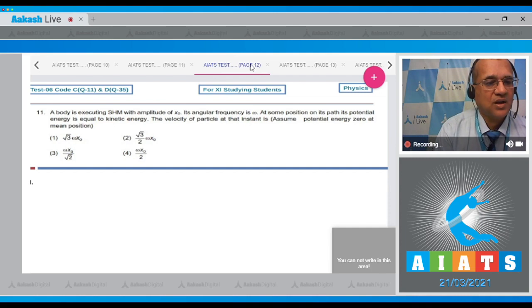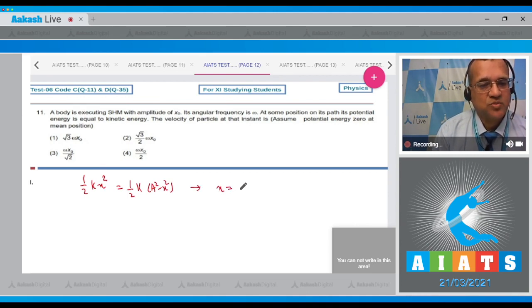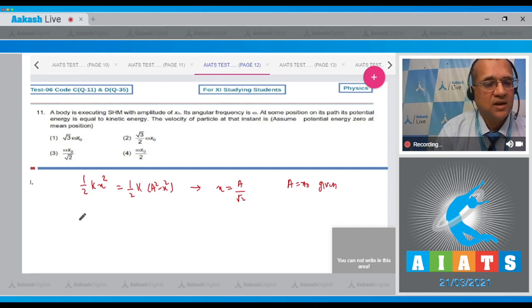Now, dear student, kinetic energy and potential energy are equal. At any position, the potential energy is (1/2)kx squared and the kinetic energy is (1/2)k(a squared minus x squared), where a is the amplitude. Therefore, in that case, x comes to be a by root 2. This is the location. In our case, the amplitude a is given as x naught, so we'll replace a with x naught.